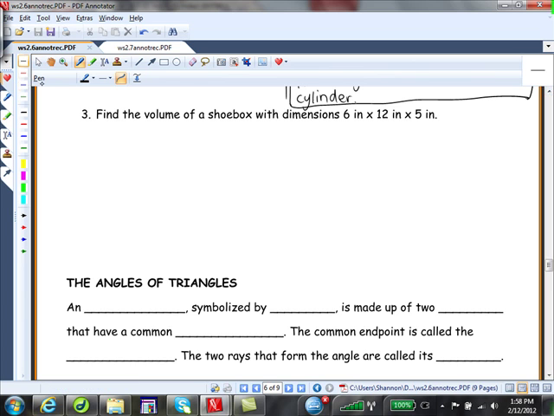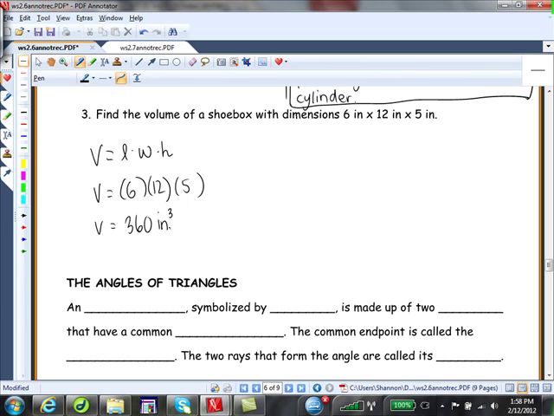All right, let's see how you guys did. The volume of a shoebox would be length times width times height. So we can call this 6 times 12 times 5. So the volume is going to be equal to 360, and now it's in inches cubed. How'd you guys do? I bet you did really well on that one.